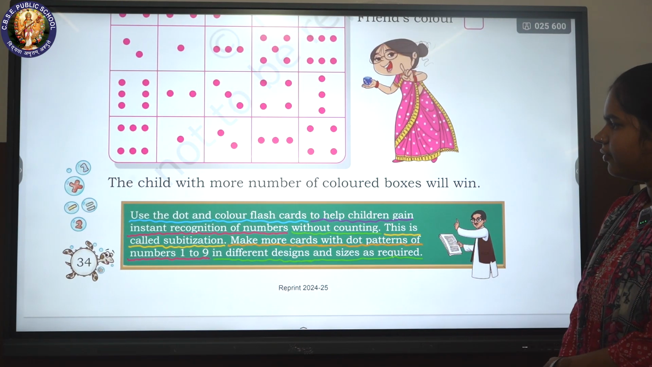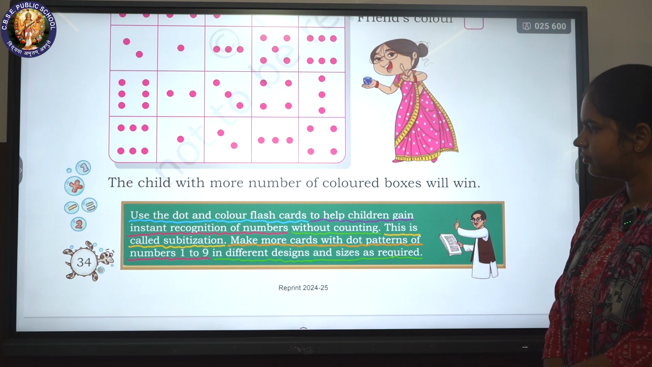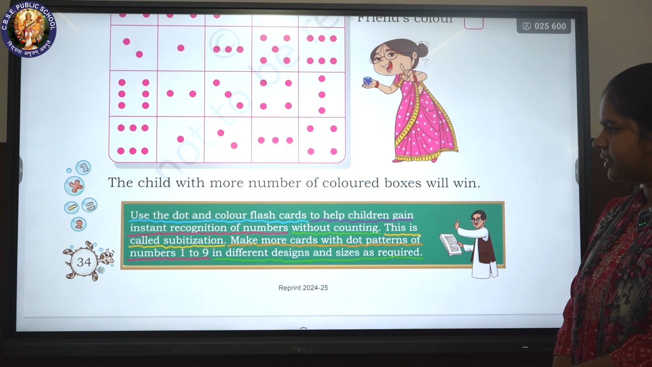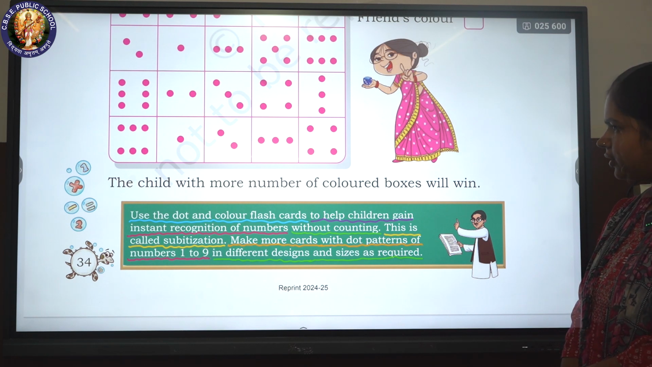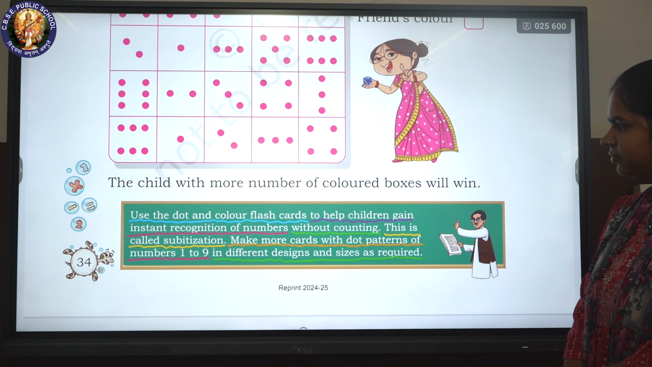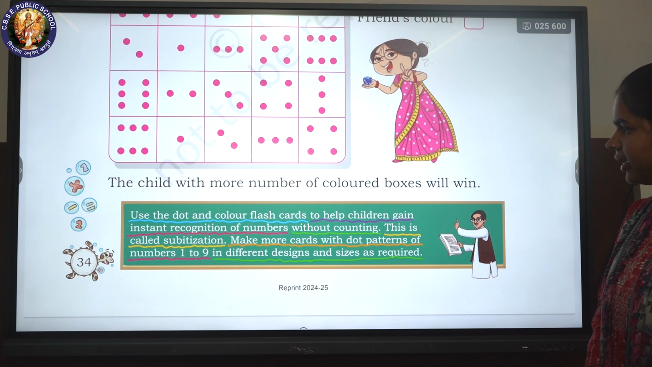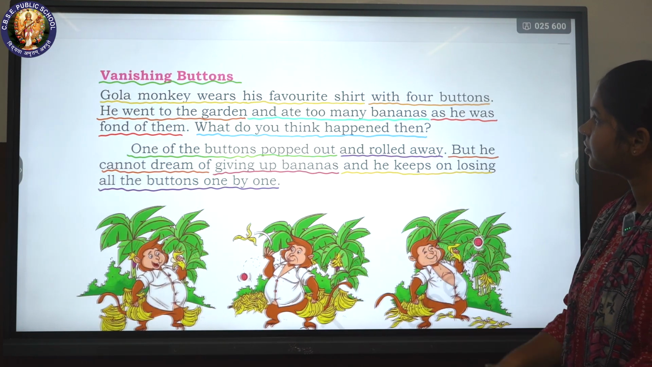Use the dot and colored flashcards to help children gain instant recognition of numbers without counting. This is called subitization. Make more cards with dot patterns of numbers 1 to 9 in different designs and sizes as required.